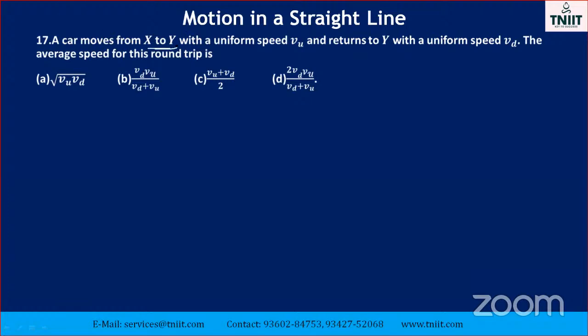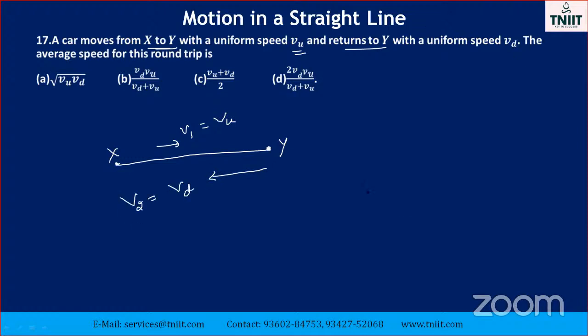A car is moving from X to Y with uniform speed. This is X. It is coming to Y with what speed? Let it be V1, Vu. And it returns to X, coming back, with speed Vd. Let it be V2, Vd. What is the average speed for the round trip?